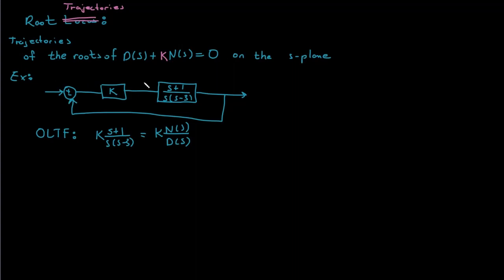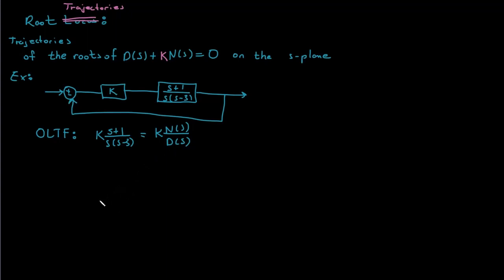All right, so here's our first example. We have a proportional controller and a plant over here, and we would like to sketch the root locus for this system. The open loop transfer function is given as k times (s plus 1) divided by s times (s minus 3). It is in the standard form that we are used to, k times N(s) over D(s). These are the open loop zeros, and these are the open loop poles.